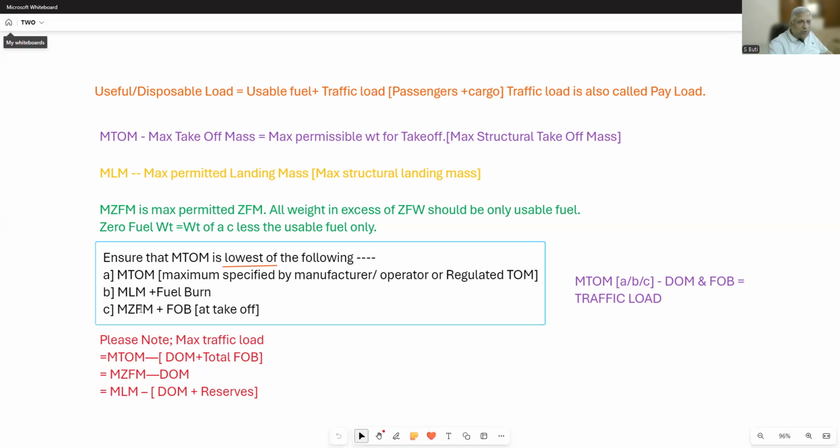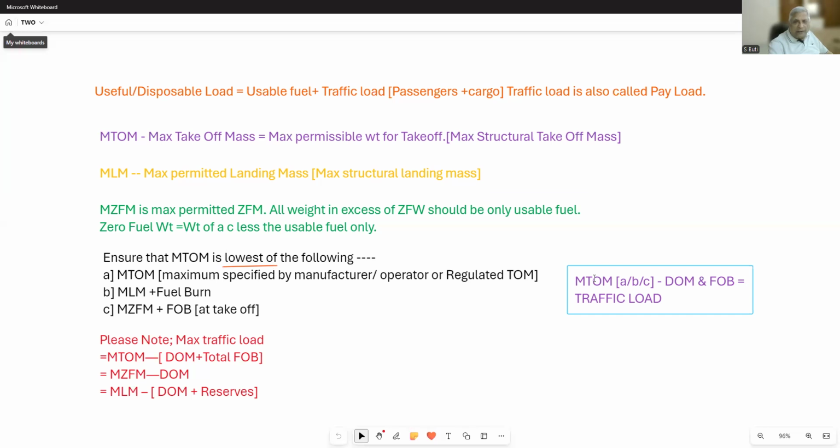To the maximum zero fuel mass specified, add the total fuel on board at the time of takeoff. The lowest of these three, A, B, C, will now be the maximum permitted takeoff mass for this particular flight. Out of that, remove dry operating mass and the fuel on board, and the rest will be your traffic load.